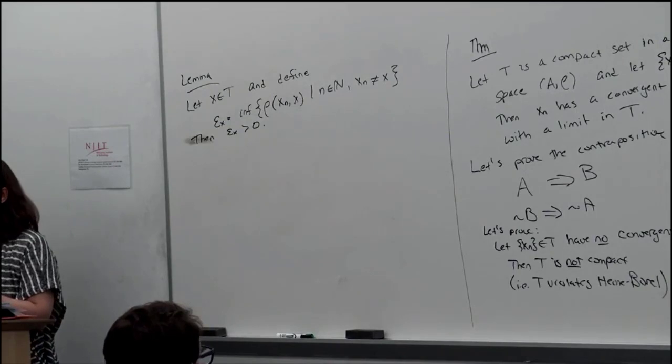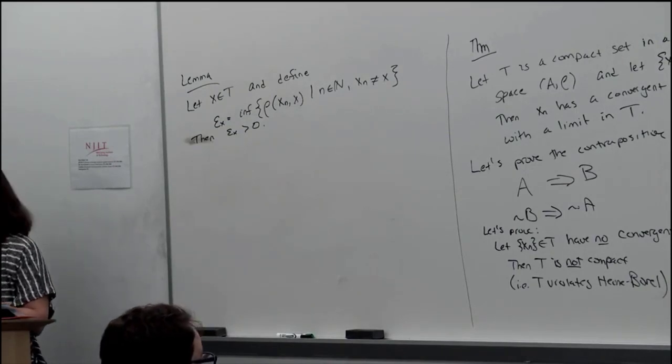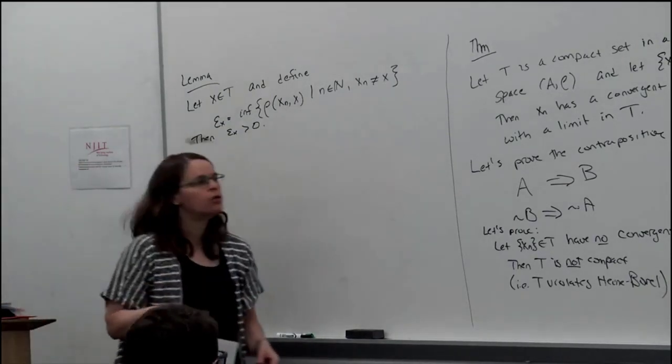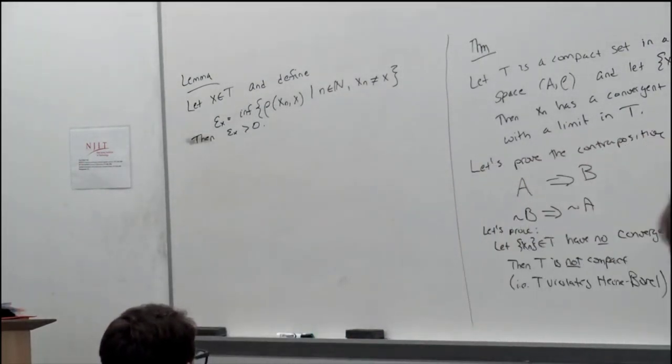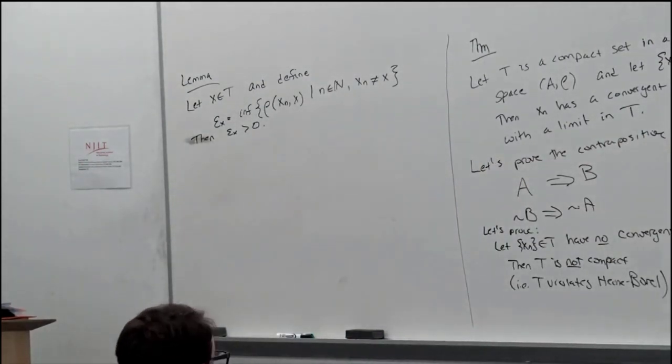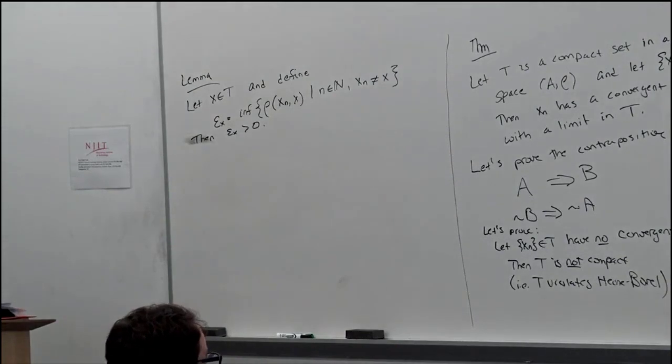Well, this is going to work because we know that there's no possible way of choosing a subsequence of these points that converges to x, right? We're told there's no possible subsequence that converges to x. So nothing in here should accumulate near x. There should be a gap. x is not a limit point of this sequence.